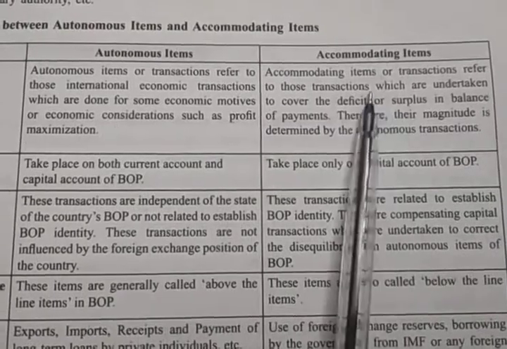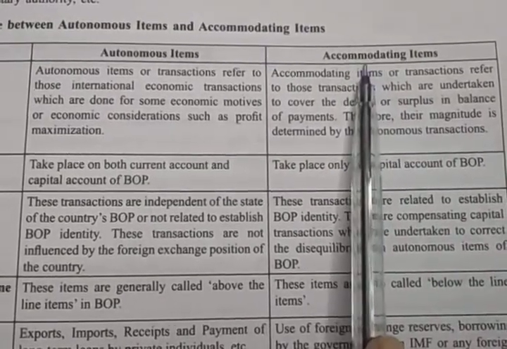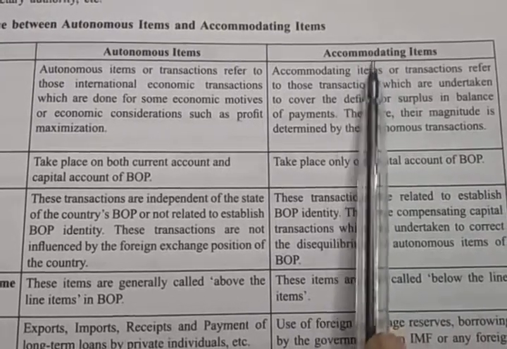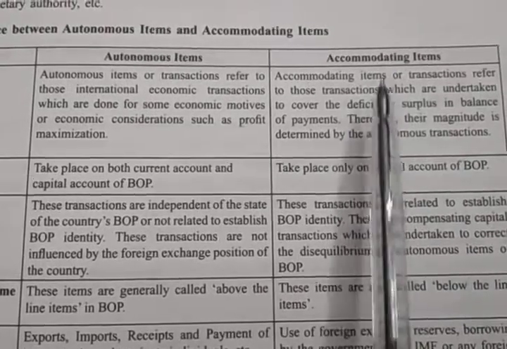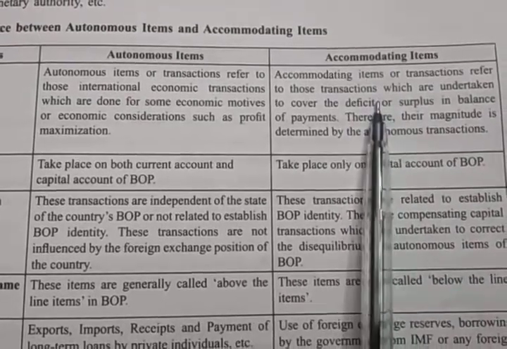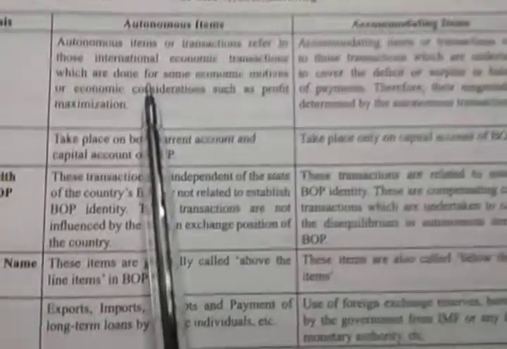If there is a deficit or surplus, then only will the accommodating items enter in the BOP; otherwise there is no need. Their main motive is not to earn profit, their main motive is to balance the payments, whereas for the autonomous items, the main motive is to earn profit.